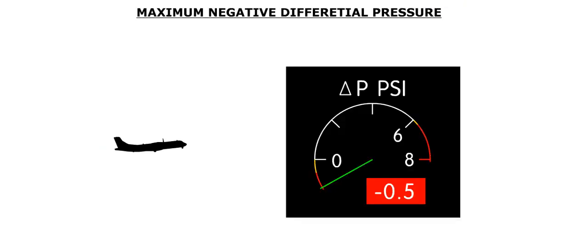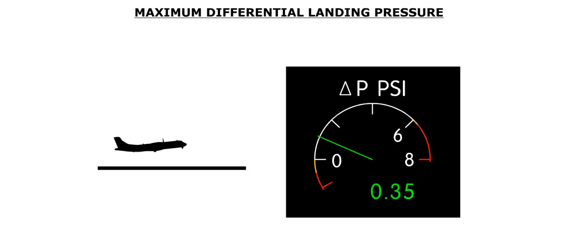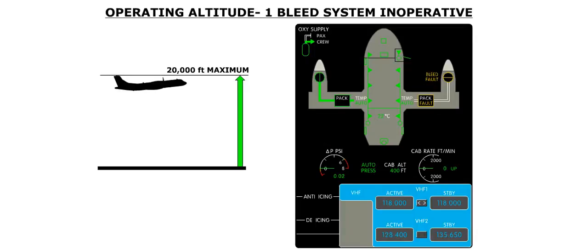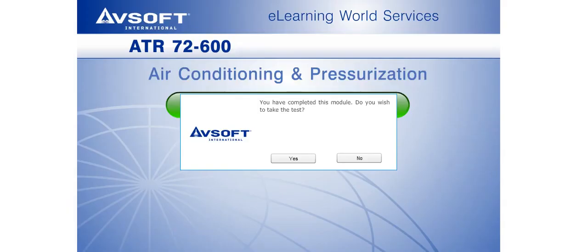The maximum negative differential pressure is negative 0.5 psi. The maximum differential pressure for landing is 0.35 psi. The maximum operating altitude with one bleed system operative is 20,000 feet. This concludes the air conditioning and pressurization module.